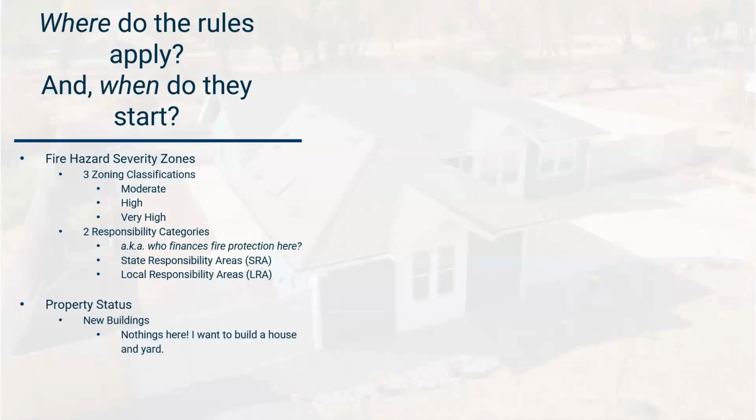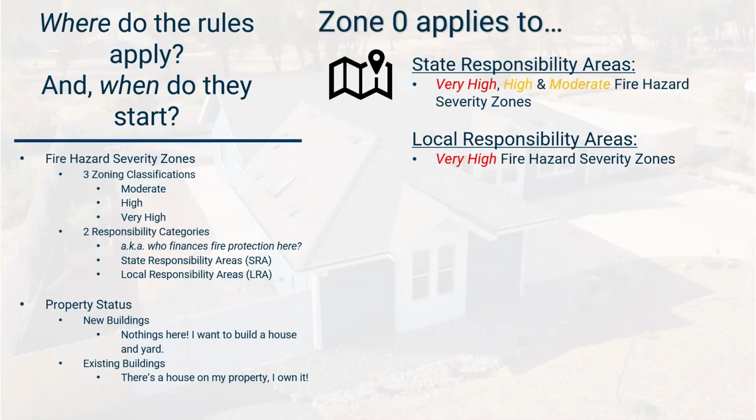And then we have the property status. So that's new buildings. That means nothing's here. I want to build a house in a yard. And then we have existing buildings. There's a house on my property and I own it. So where do the rules apply? Zone 0 at the moment applies to all zones in the state responsibility areas. That's very high, high, and moderate. And in the local responsibility areas, that's very high only. So in the local responsibility areas, it does not apply to high and moderate, only very high.